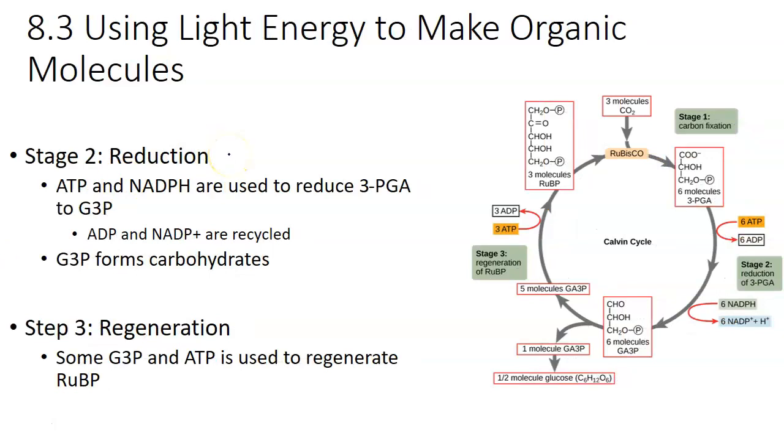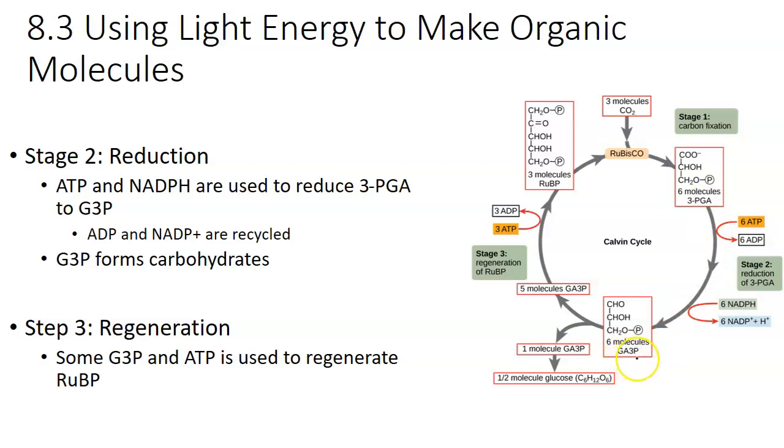So the next step here is going to be reduction. We've already fixed carbon in step 1, and we've ended up with 6 molecules of this 3-PGA. Now we're going to take some of that energy that was produced during the light reactions. So we're going to burn 6 molecules of ATP, as well as some of that NADPH, also produced during the light-dependent reactions. And we're going to reduce the 6 molecules of 3-PGA to form 6 molecules of what are called GA3P.